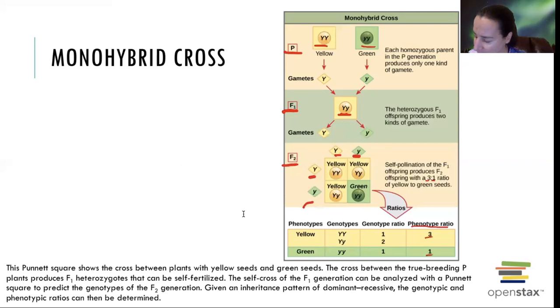Our genotype ratio, though, remember, genes are genes. They are what they are. So homozygous dominance, there was 1. Homozygous recessive, there was 1. And there were 2 of the 4 were hybrids. They were heterozygous. So the genotypic ratio is 1 to 2 to 1, while the phenotypic ratio is a 3 to 1.